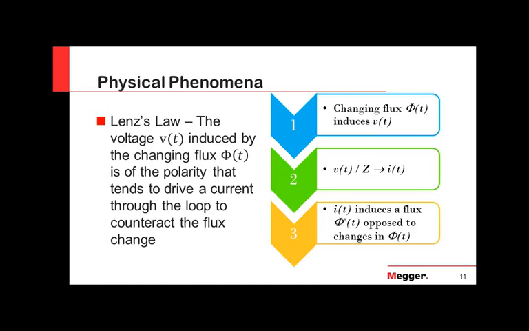That basically we have a changing flux that induces a voltage as a function of time. But this voltage, if we divide it by the impedance of the system, gives us a current as a function of time. And this current that is now being created is also inducing a flux, this φ prime of t, which is opposed in direction to the changes in the flux originally generated as a function of time.